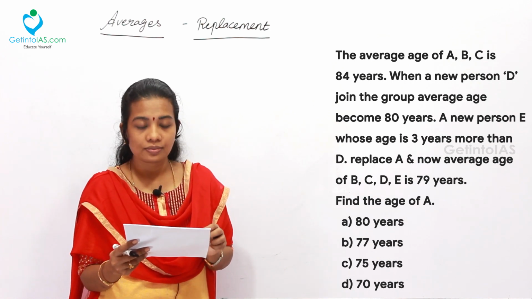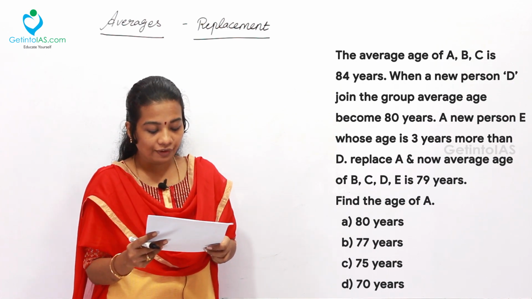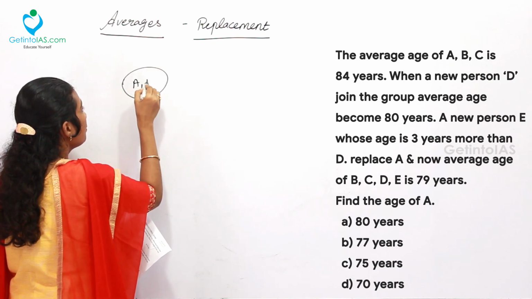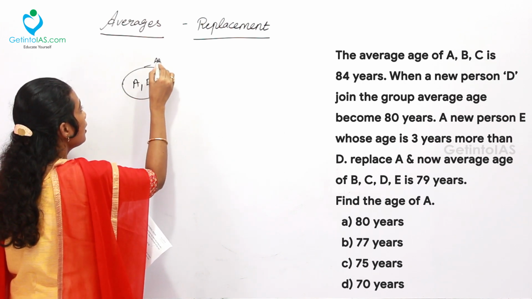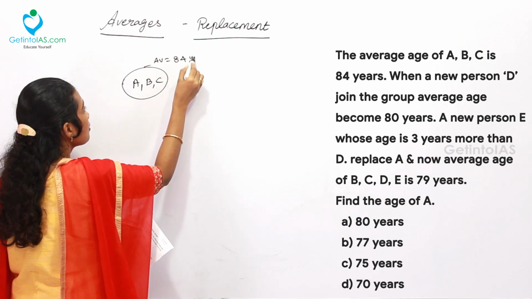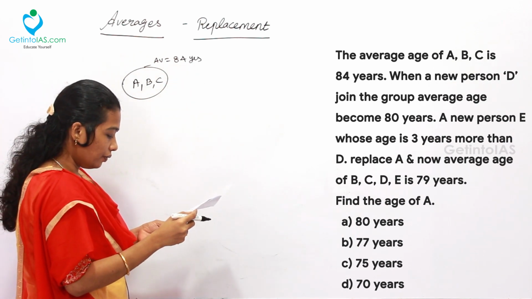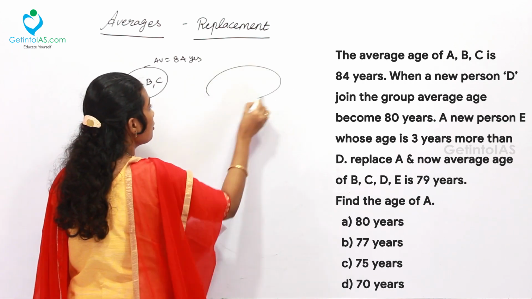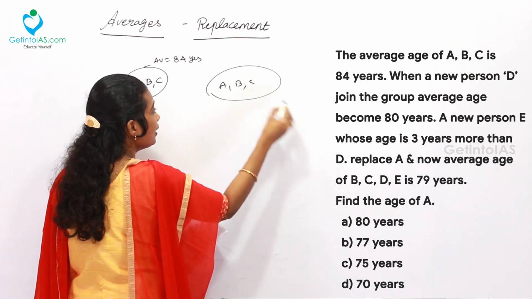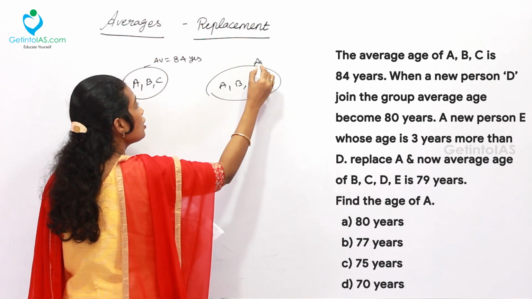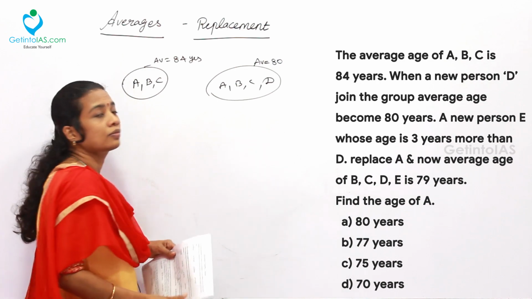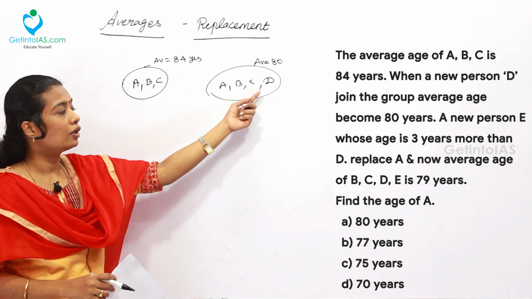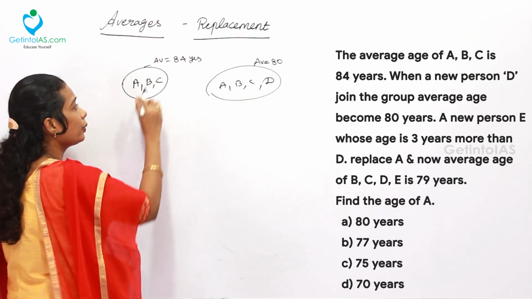Let's solve the problem step by step. The average age of A, B, C is 84 years. So here, the three persons, their average is 84 years. Afterwards, when a new person D joined the group, average age became 80 years. So here 3 persons initially, afterwards while D is entering into the group, the average is becoming 80. 84 for 3 persons and 80 for 4 persons. So directly you can find the age of D by equating like this.